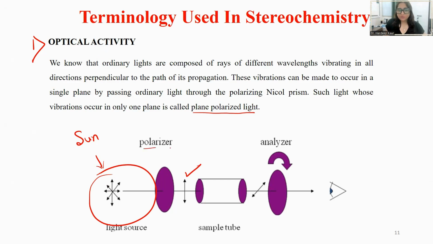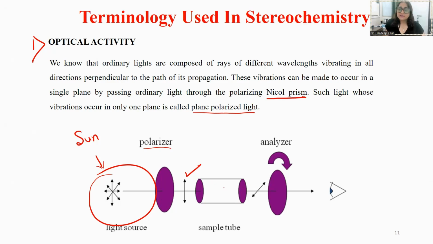So we have to use polarizers. Which polarizer are we going to use? It is a Nicol prism. So when we pass this dispersed light through the Nicol prism, we will get a single plane of light, where the whole light is vibrating only on a single plane. Such light whose vibration occurs only in one plane is called plane polarized light.